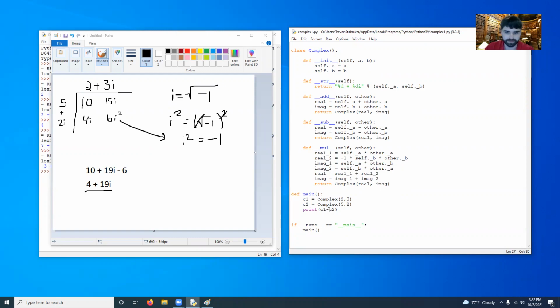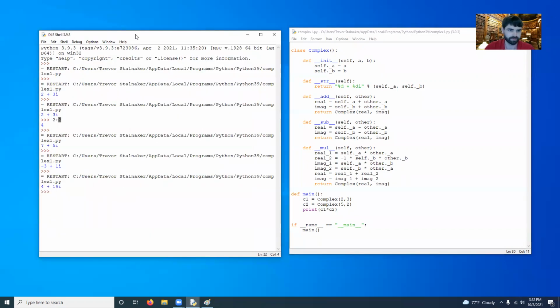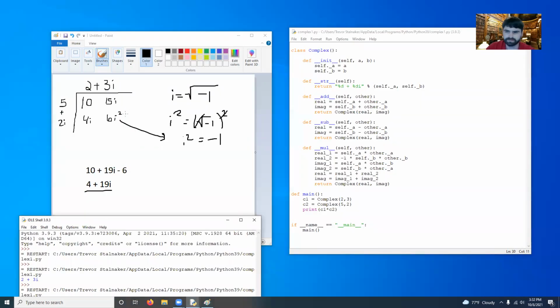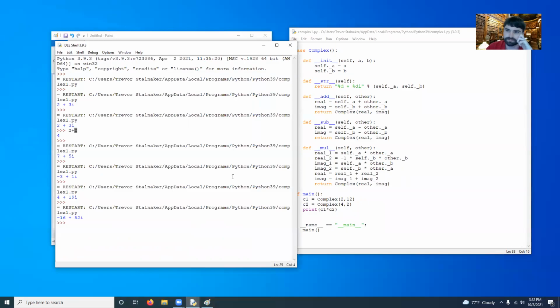So let's see if we can get that to give us this. 4 plus 19i. Bingo. And it took quite a bit of work to get this, right? I mean, if we didn't spend so much time explaining and showing our work, we could probably have gotten it done in about a minute, 30 seconds, something like that. But now it's just as easy as 2 plus 3i times 5 plus 2i, there we go. Look at that, we just multiplied those in a second.